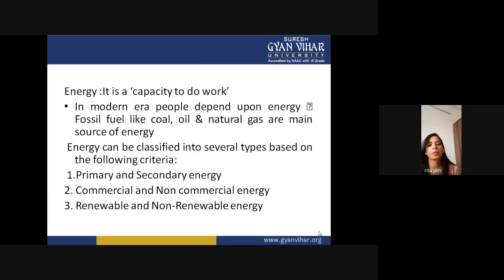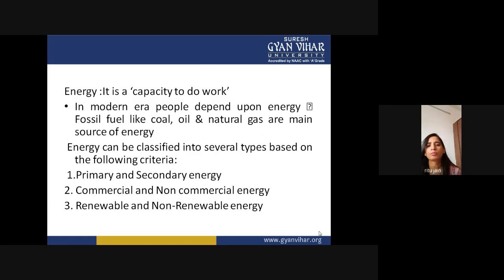But in the modern era, people depend upon energy. For example, fossil fuels like coal, oil, and natural gas are the main sources of energy. But everyone knows that these sources will one day be depleted, and you have to find another solution. You are using coal in thermal power plants, oil in transportation systems, and some gases also in transportation, and you can see the energy crisis in the increasing price of petrol day by day. So we have to find a solution.